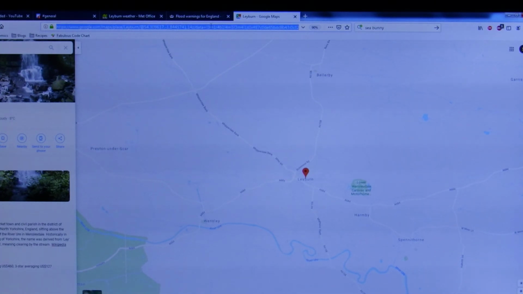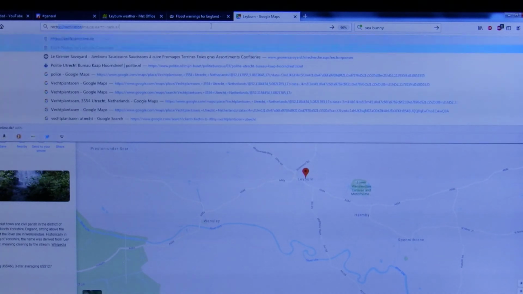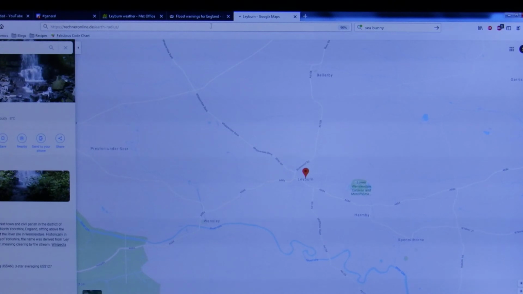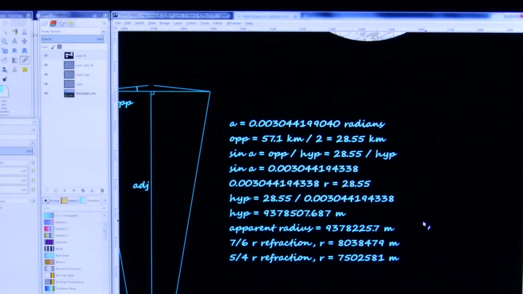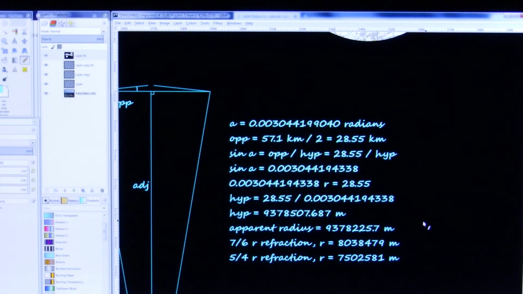And I have a website that I've visited enough that the browser knows it, rechneronline.de/earthradius. Where I can simply paste that, tell it my height above sea level, 282 metres, and calculate. The numbers I should have got, according to this, are 6364071 at sea level, and 6364353 for hypotenuse. Not entirely correct. Not all that far off. I don't think I did quite as well as I'd hoped, but not all that far off.